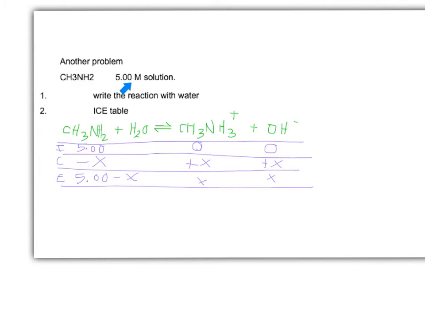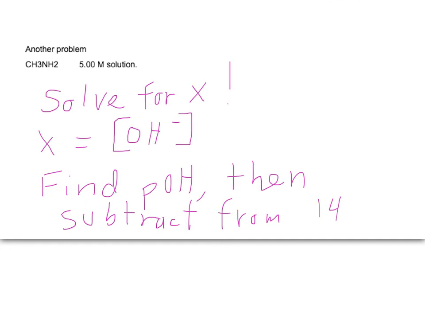You start out with 5 molar of your base, set up the normal ICE table, and of course solve for X. Go ahead and hit pause, solve for X, and see if you can find the pH of this solution. Once you solve for X, X is equal to the hydroxide ion concentration. Make sure you see that in the ICE table. Then you find the pOH by taking the negative log of that number and subtracting from 14 to find the actual pH.